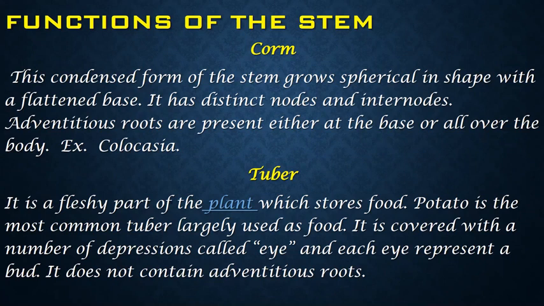Another modified stem is the tuber. It is a fleshy part of the plant which stores food. Potato is the most common tuber, largely used as food. It is covered with a number of depressions called eyes, which are actually the nodes, and each eye represents a bud. It does not contain adventitious roots.